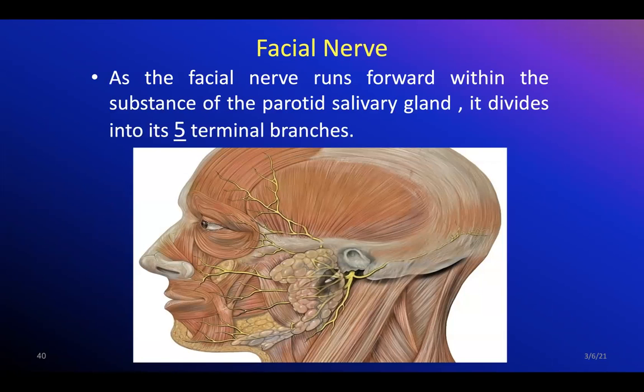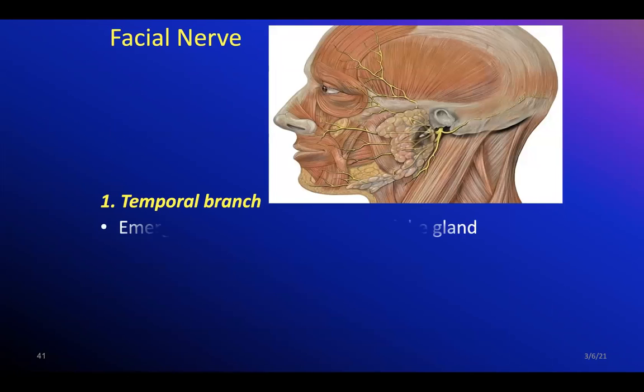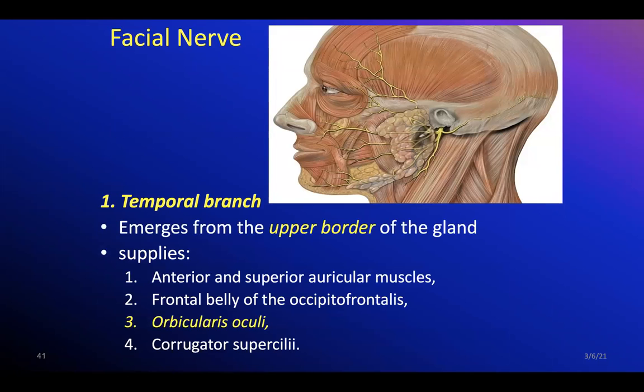As for the facial nerve, as the facial nerve runs forward within the substance of the parotid salivary gland, it divides into 5 terminal branches. The temporal branch emerges from the upper border of the gland and supplies the anterior and superior auricular muscles. In general, the muscles of facial expression and the facial muscles are supplied by the facial nerve.